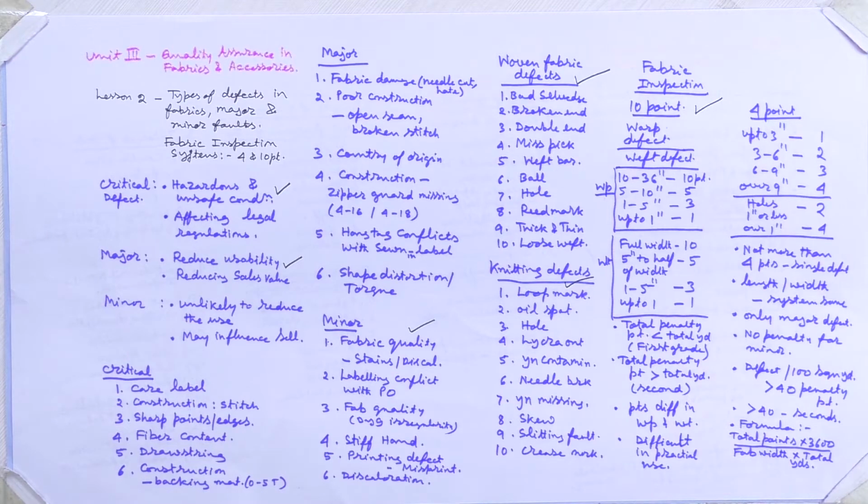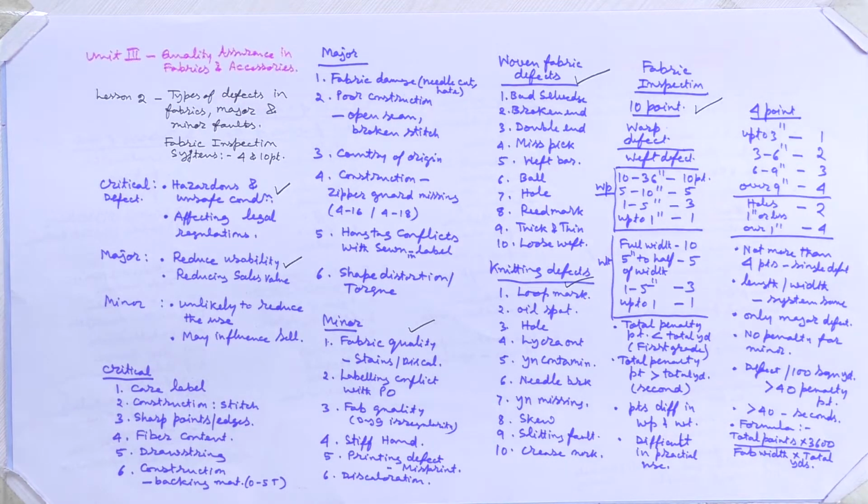Similarly, for the weft also such a classification is there. If there is a defect across the full width of the fabric, it will be assigned a penalty point of 10. If it is half of the width, 5 inch to half of the width, then 5. Then 1 to 5 inch will be 3, and up to 1 inch, 1. So you can see that for warp and weft, the penalty points have been assigned differently. Different lengths and different widths have been given different penalty points.